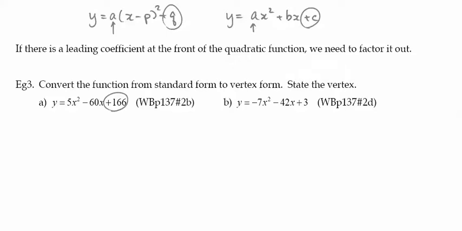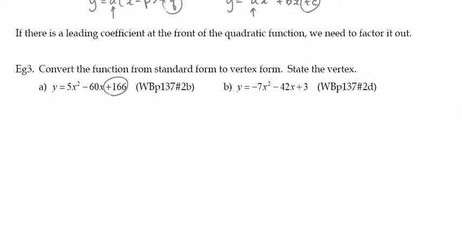So in example 3, we have 2 quadratic functions, both of them in standard form. We're going to convert each of them to vertex form. We will do that by first taking out the GCF from these 2 terms only. Once again, the 166 is not part of the perfect square, and so we don't need to take out the GCF from 166.